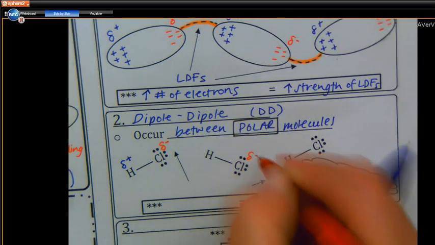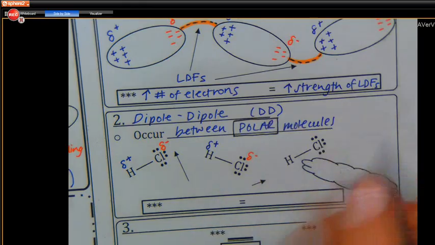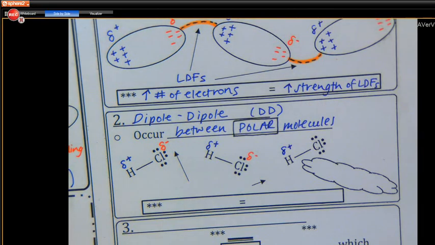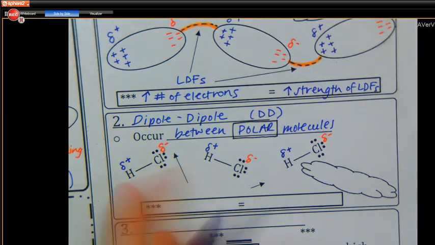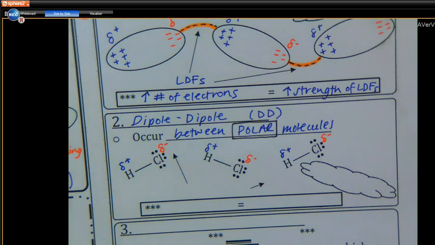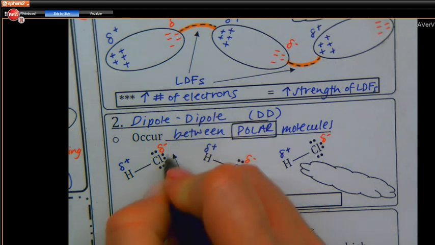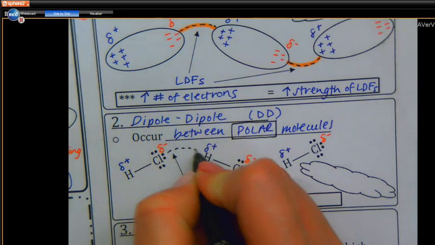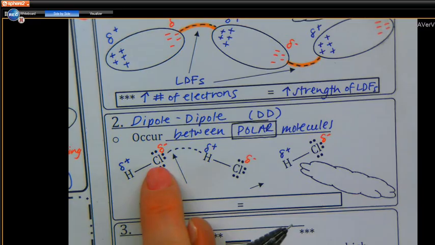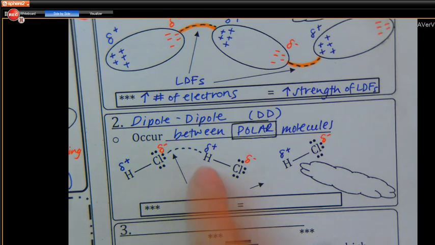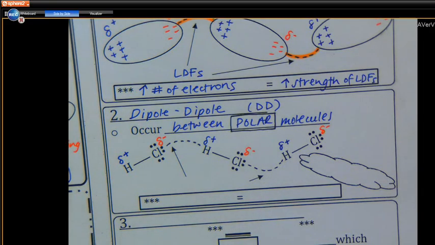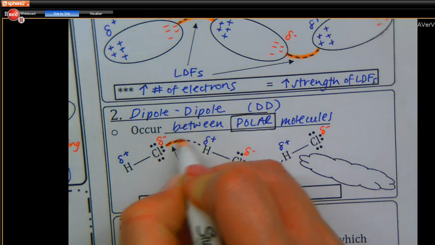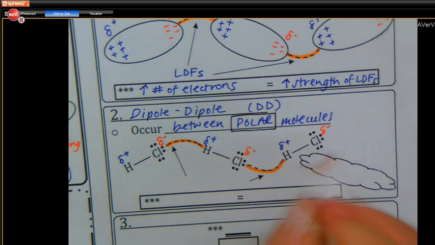Same way that we tried to explain how London dispersion forces can be stronger or can compare to other London dispersion forces. In dipole-dipole molecules, the bigger the difference in electronegativity, like the more polar the molecule is, the stronger the dipole-dipole force. So if you increase the difference in electronegativity, you increase the strength of your dipole-dipole IMFs. All right, so that was our middle child.